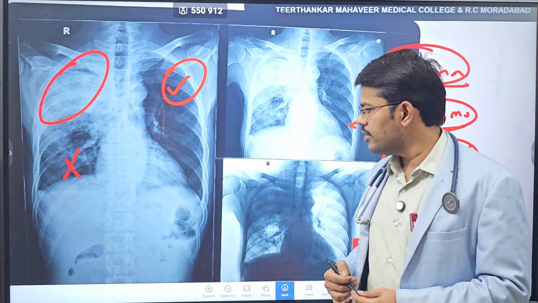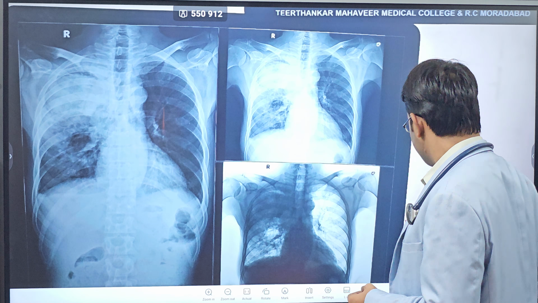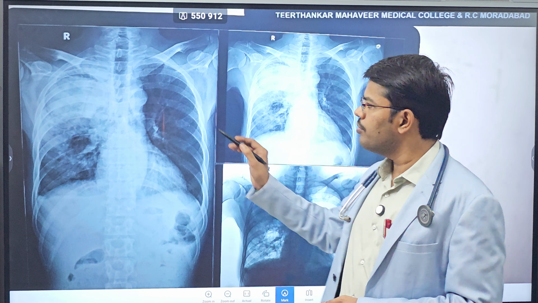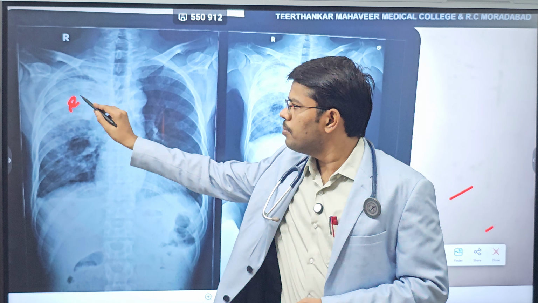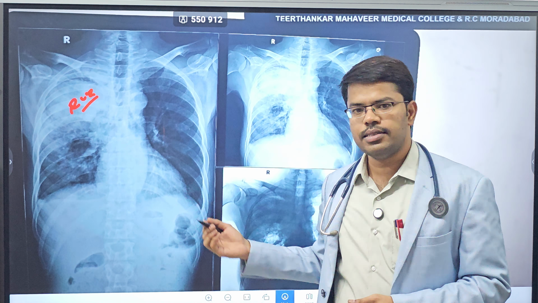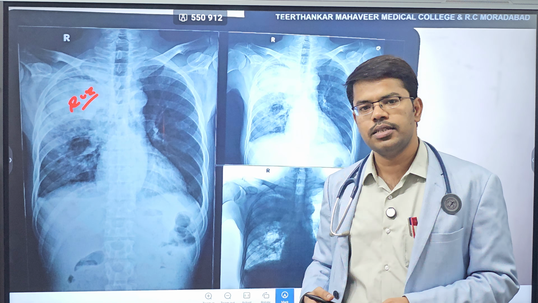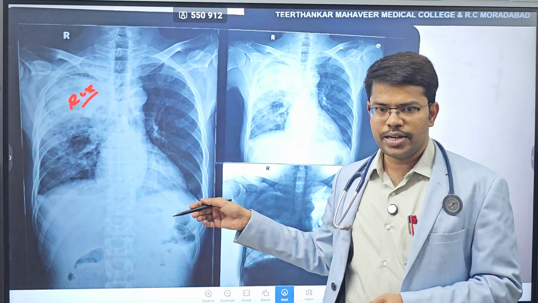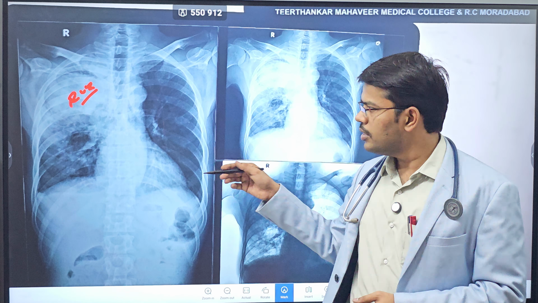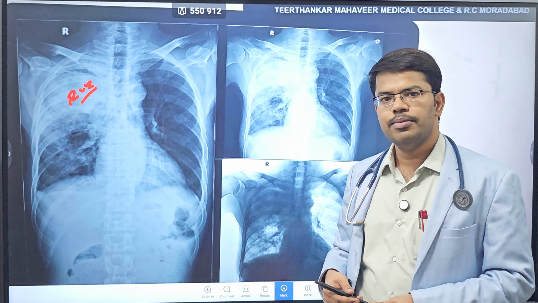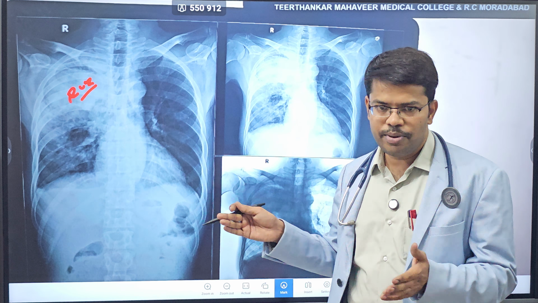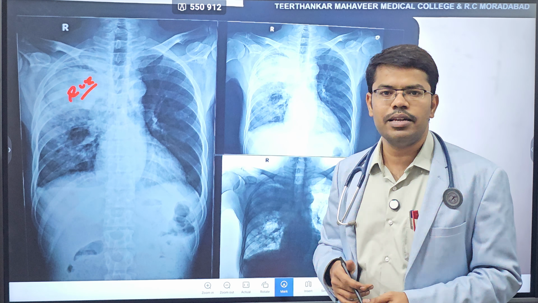And this is the X-ray of right upper zone pneumonia. In this patient at least, we gave antibiotics, the patient responded, and the X-ray got cleared. Here I didn't keep the subsequent follow-up X-ray. Probably I will try to keep it in a PPT while we are discussing post-transplant pneumonias.